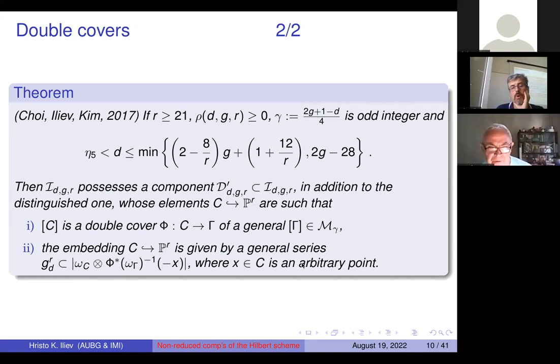For a general, or arbitrary, point on the curve C. So these are, in fact, important results because they provided claims that we would extend later, as you will see.